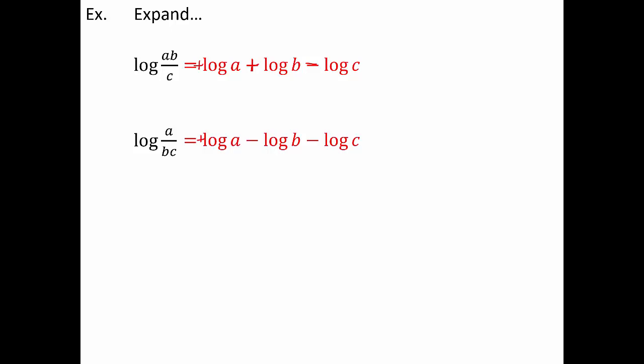It comes down to, did the factor come from the top, or did it come from the bottom? On log of AB over C, both A and B came from the top, so those logarithms are positive. C came from the bottom, so that logarithm is negative. Versus on the second one, log of A over BC, A came from the top, so it's positive. B and C both came from the bottom, so they're negative.